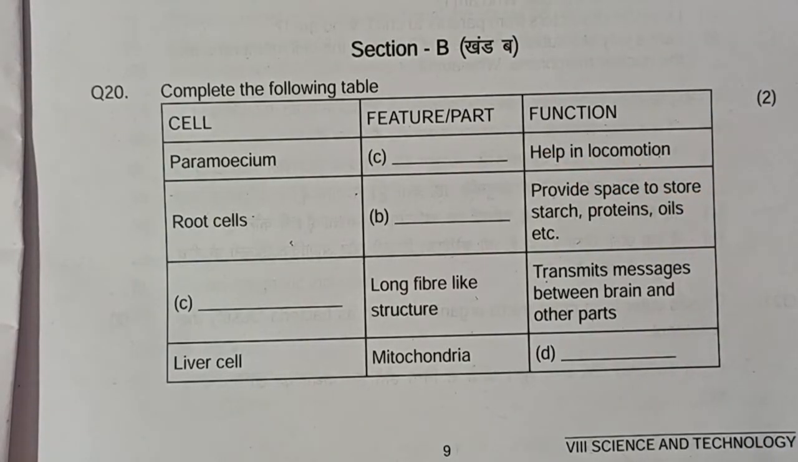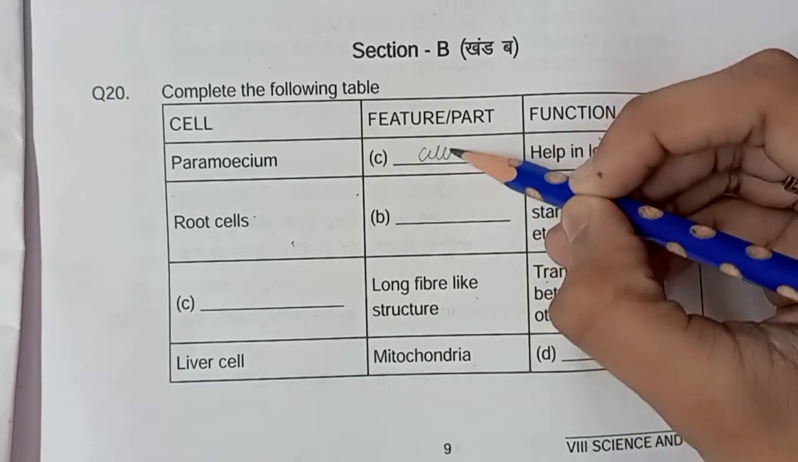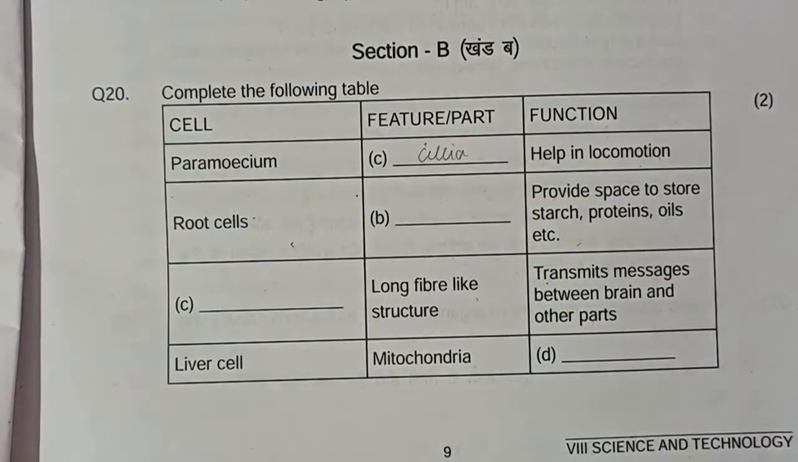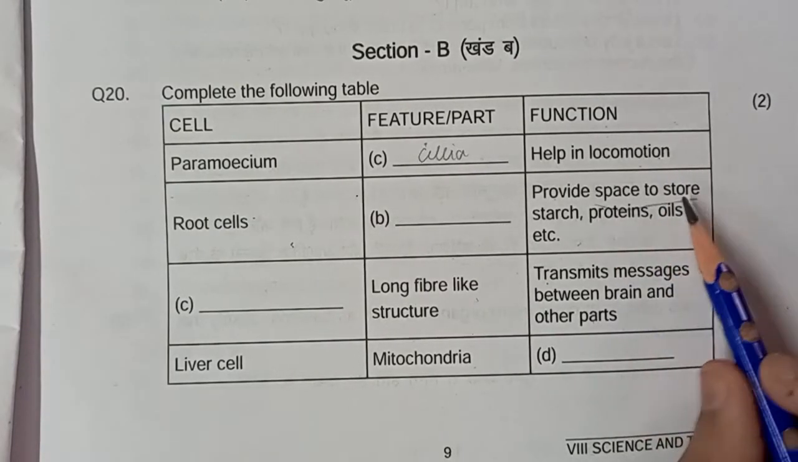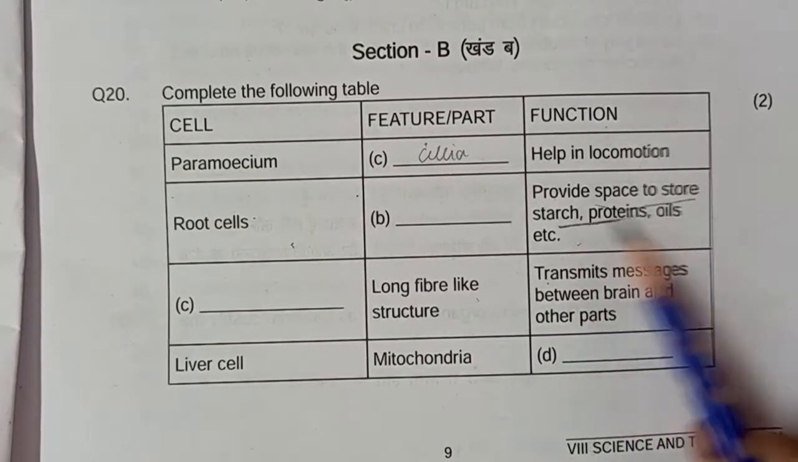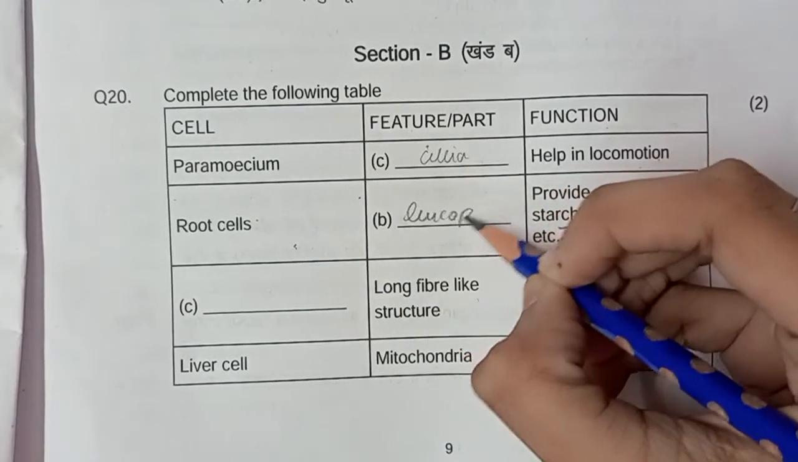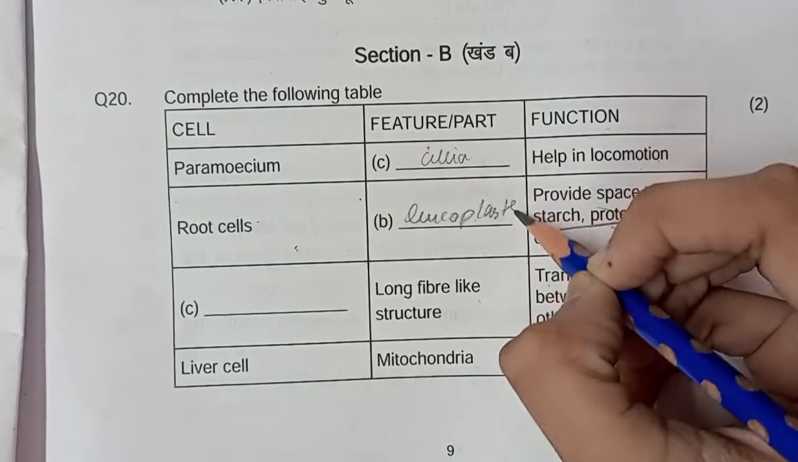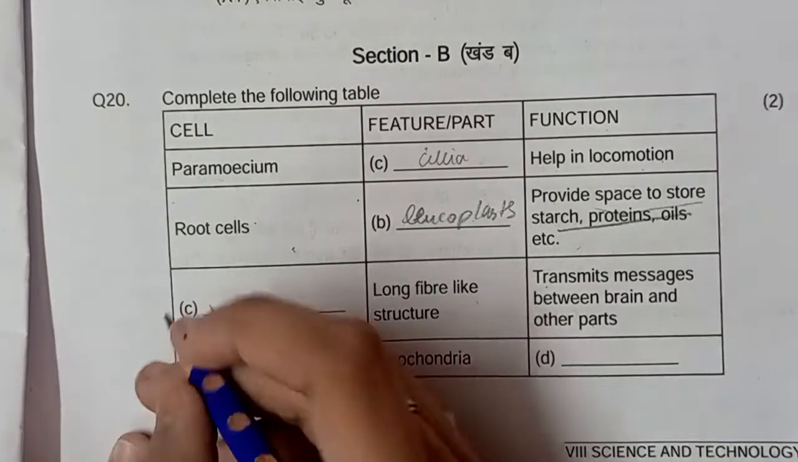Paramoecium helps in locomotion. Which part of paramoecium? It's cilia. Okay, it's cilia. Next, root cells dash provide space. Which part provides space to store starch and proteins? It's the leucoplasts, right? Colorless plastids. Next, dash long fiber-like structure. It's nerve cell.